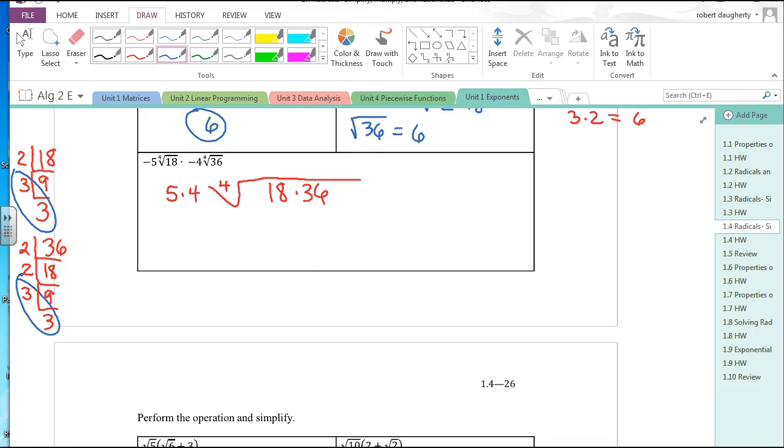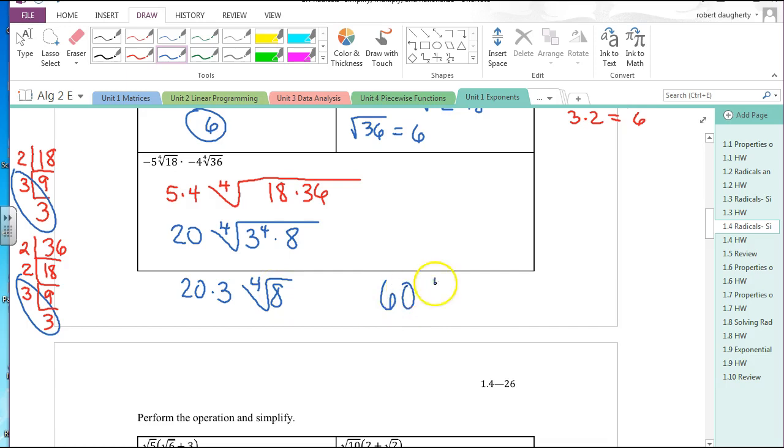So this is 20 times the fourth root of 3 to the 4th times 8. Okay. What is the fourth root of 3 to the 4th? 3. So this is 20 times 3, and I'm left with the fourth root of 8. So the answer is what? 60 times the fourth root of 8.